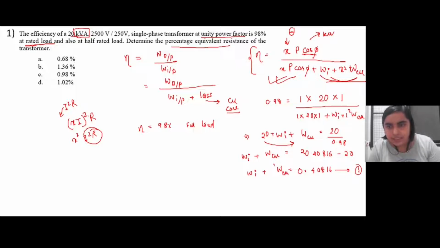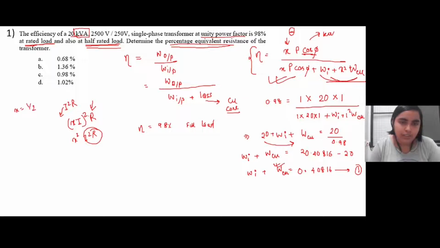We basically need to calculate this copper loss so that we can get to the percentage equivalent resistance, because the copper loss incorporates R, and the rest of the things are not given here, so we need to calculate it. The other equation that we will be getting is from the next part of the question. It still has an efficiency of 0.98 at half the rated load. Half the rated load means x equal to half.